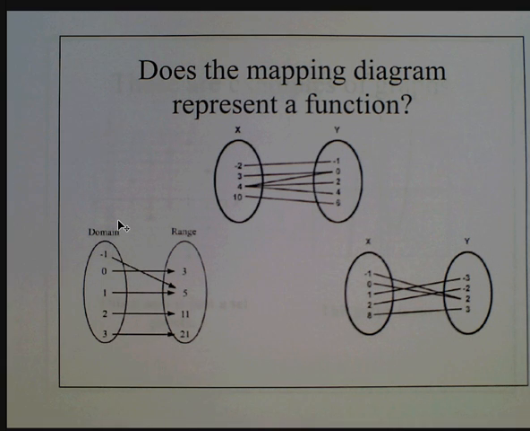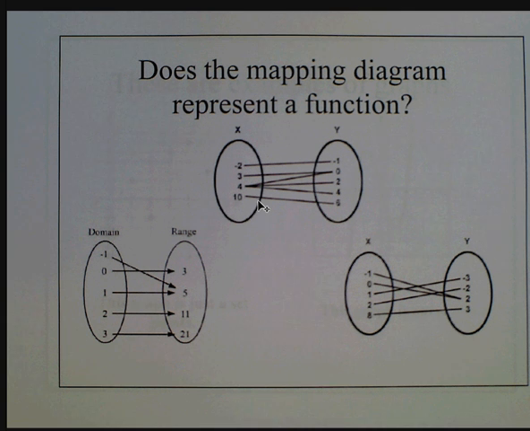All right, our next example. Does the mapping diagram represent a function? That's what we are asking. So when I look at this first example right here, I'm looking at the x column. I want to see, does each x value only have one line coming out of it?